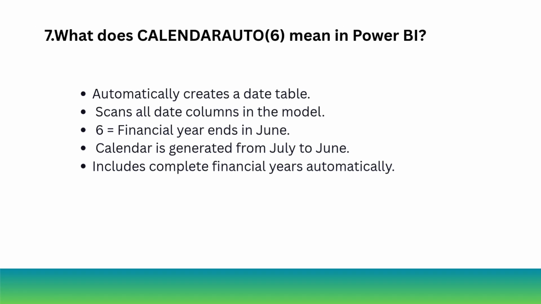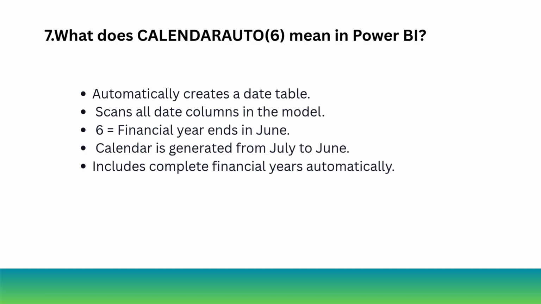Question number 7. What does CALENDARAUTO(6) mean in Power BI? So you can give the answer like this. CALENDARAUTO is the DAX function that automatically creates a date table by scanning all the date columns in the data model, and the number inside the bracket represents the last month of the financial year. This is very important. You need to mention that 6 means the last month of the financial year.